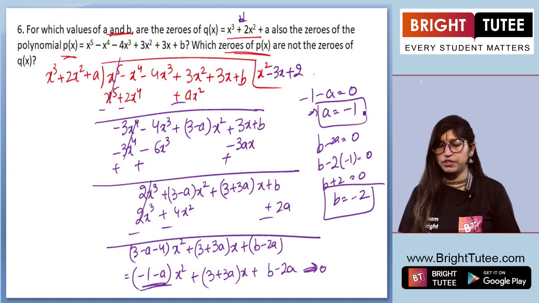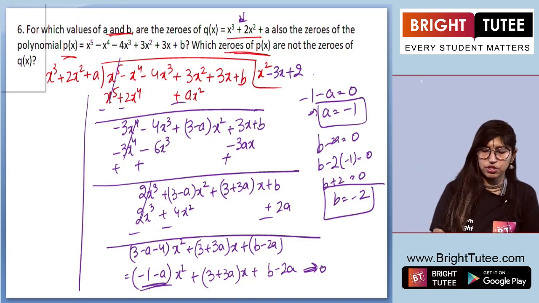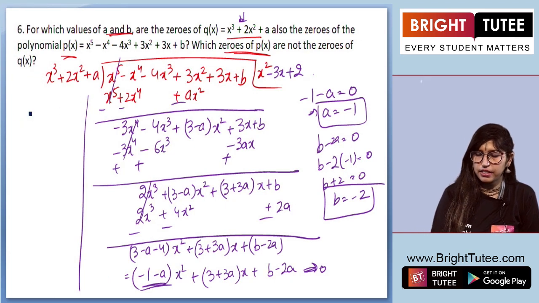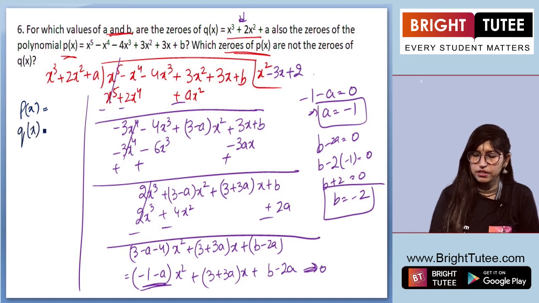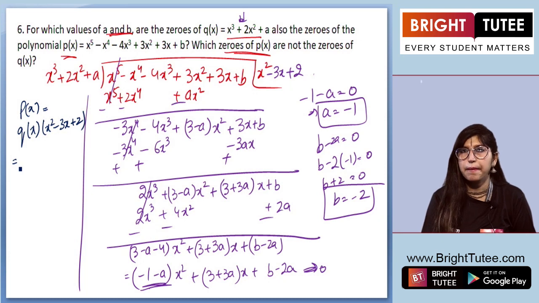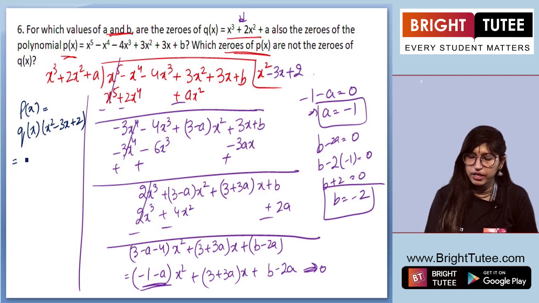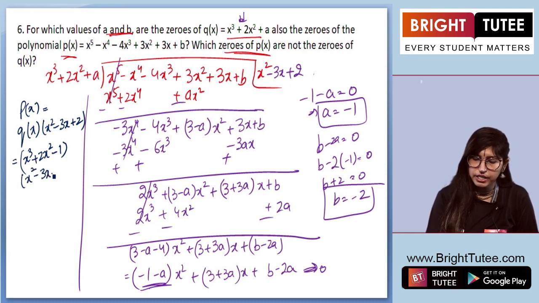So, now what we need to do is, it says which zeros of p(x) are not the zeros of q(x). So, if I talk about zeros of p(x), I can write p(x) as q(x) into x^2 minus 3x plus 2. So, let's see what all zeros are there which we have for p(x) but not for q(x). Now, q(x) is x^3 plus 2x^2 minus 1, as the value of a is minus 1, and the second one is x^2 minus 3x plus 2.